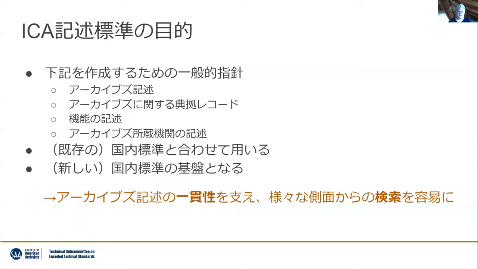The purpose of these ICA description standards was to provide general guidance for preparing those different types of archival descriptions. And the idea was to provide this basis as either a complement to existing national standards, or as a basis to create new national standards. So the main point of these ICA standards was to support consistency of archival descriptions internationally, and thereby enable ease of retrieval based on the different aspects of archival description. Next slide, please.